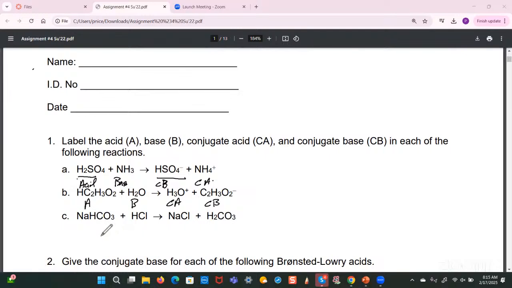Okay, any questions about what we have just done so far? If not, let's look at C. Now C is slightly bit more complicated, but the same underlying principles apply. So, based on what we have here, which of the two reactants would be the acid in this case?